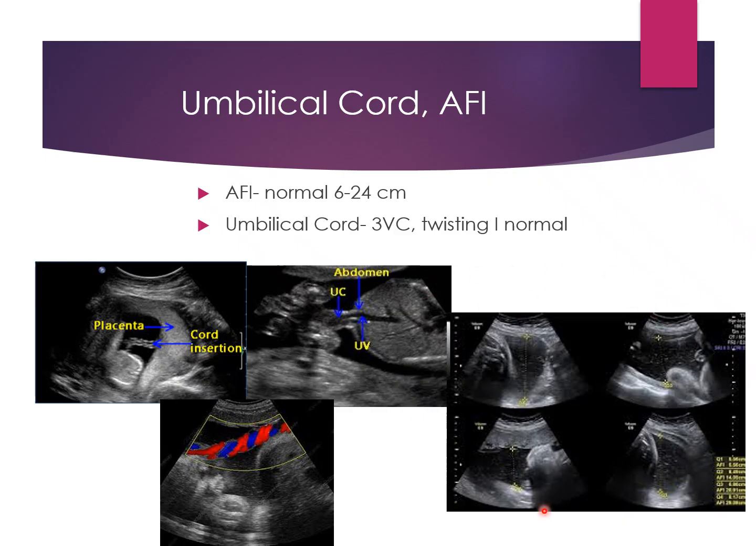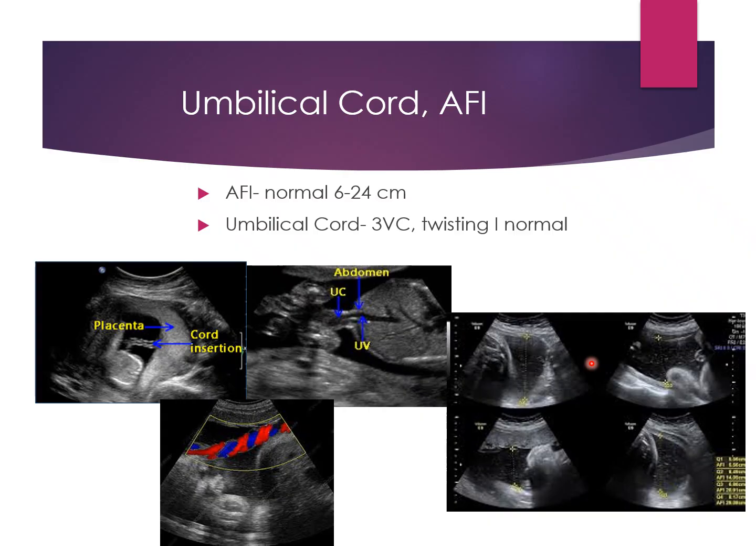For AFI, we want it to be between 6 and 24 centimeters in all 4 quadrants. So we're going to do a right upper quadrant, a right lower quadrant, a left upper quadrant, and a left lower quadrant.